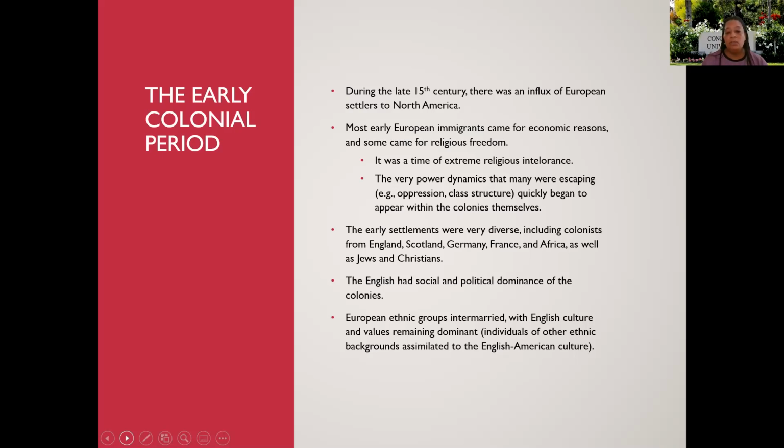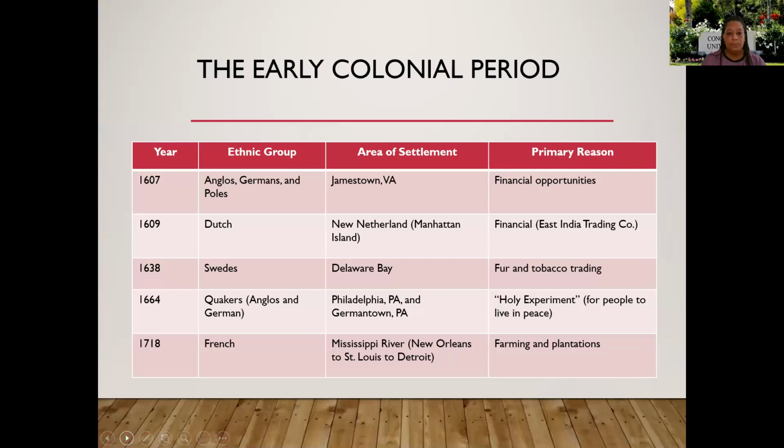The English had a social and political dominance of the colonies, and the European ethnic groups intermarried with English culture and values, remaining dominant. Individuals of other ethnic backgrounds assimilated to the English/American culture. So during the early colonial period, depending on the year and the ethnic group, they settled in various areas and for a primary reason. So we had the Anglos, Germans, and Poles.